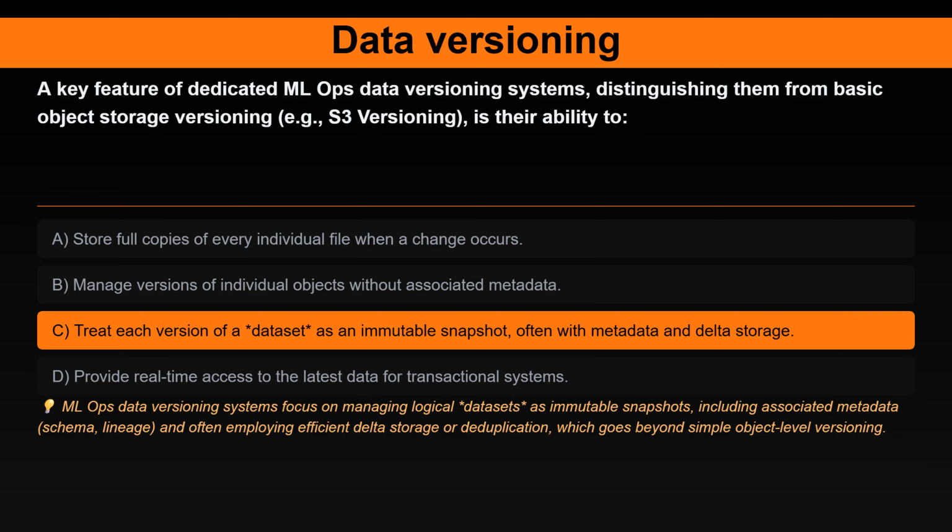The correct answer is, quote, treat each version of a dataset as an immutable snapshot, often with metadata and delta storage. Here's the explanation. MLOps data versioning systems focus on managing logical datasets as immutable snapshots, including associated metadata, schema, lineage, and often employing efficient delta storage or deduplication, which goes beyond simple object-level versioning.